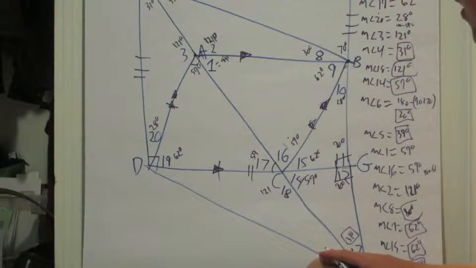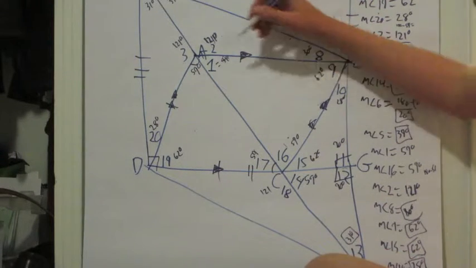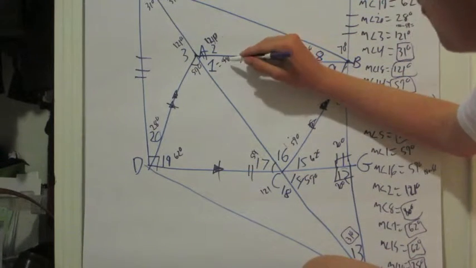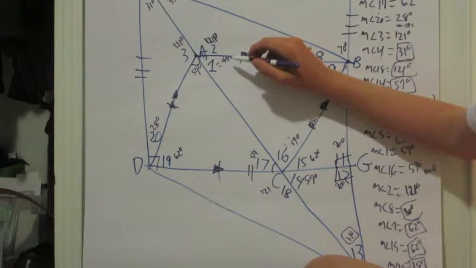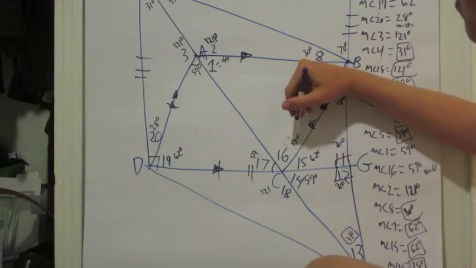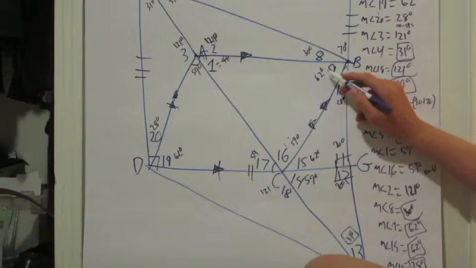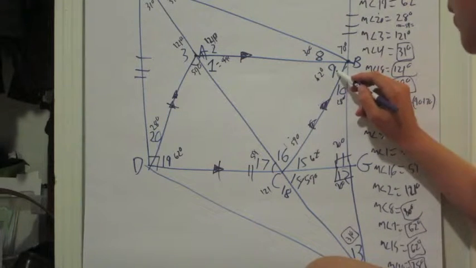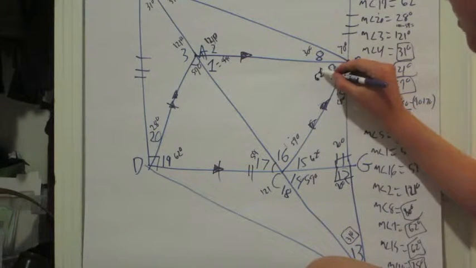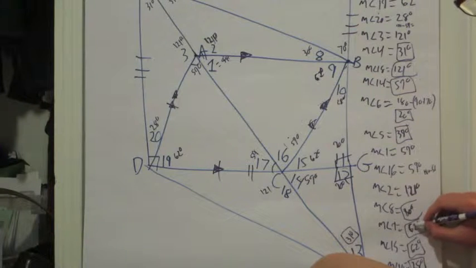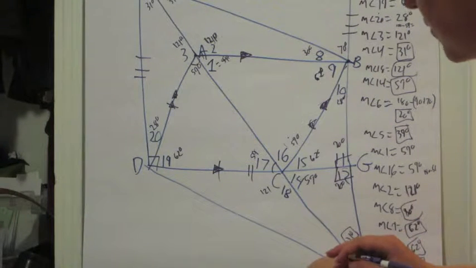The measure of angle 9 would be 180 minus 59 plus 59, which would make the measure of angle 9 62 degrees. So the measure of angle 9 would be 62 degrees.